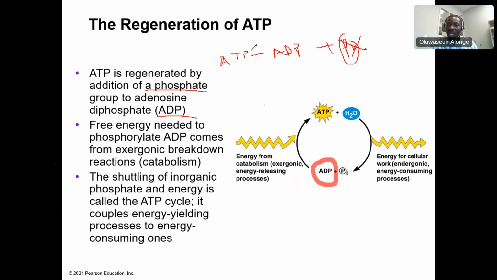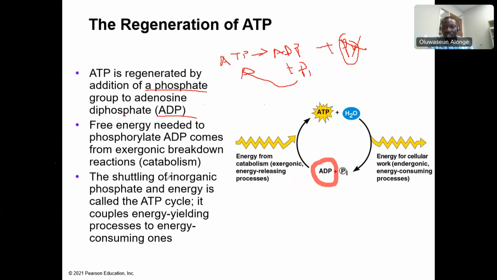Now, if I want to get my ATP back, how can I get ATP back? The way to get ATP back is simply to look for another phosphate and add it to the ADP, and then it's going to give me ATP again. So ATP is regenerated by just getting another phosphate that will be added to the ADP, and it will become ATP. Don't forget, ADP means adenosine diphosphate, and ATP is adenosine triphosphate. Now, the free energy needed to phosphorylate ADP is going to come from the breakdown of another product, like another reaction.